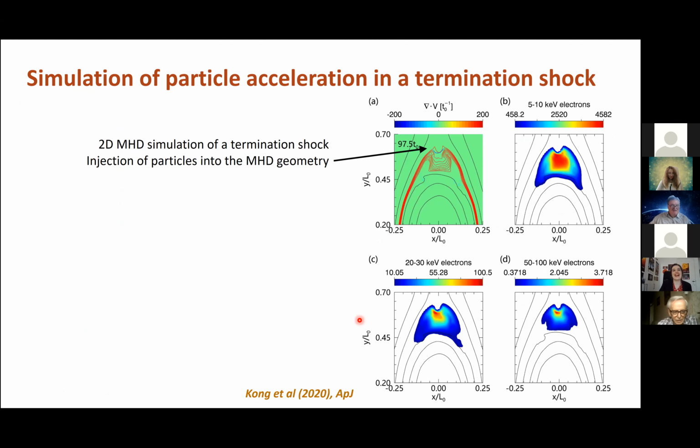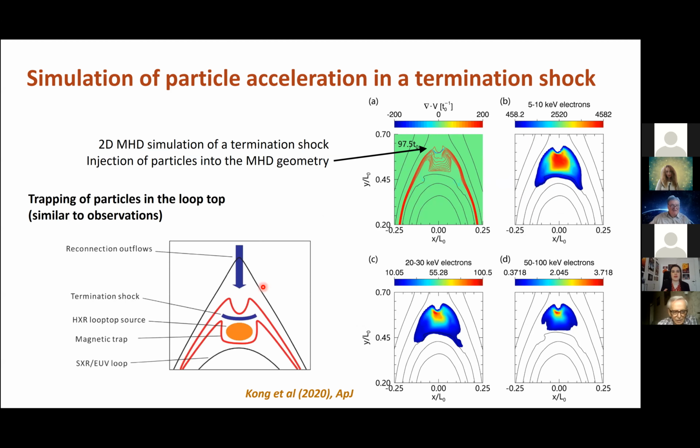Okay, yeah. And just as a side note, this is something that has also of course been studied in simulations. We have here an example of a 2D MHD simulation where a termination shock is created, and then particles are injected and accelerated in that configuration. They've shown that this magnetic configuration creates a kind of magnetic bottle where the particles are trapped. And again, that would explain why we see the X-ray emission on the top of the loop.